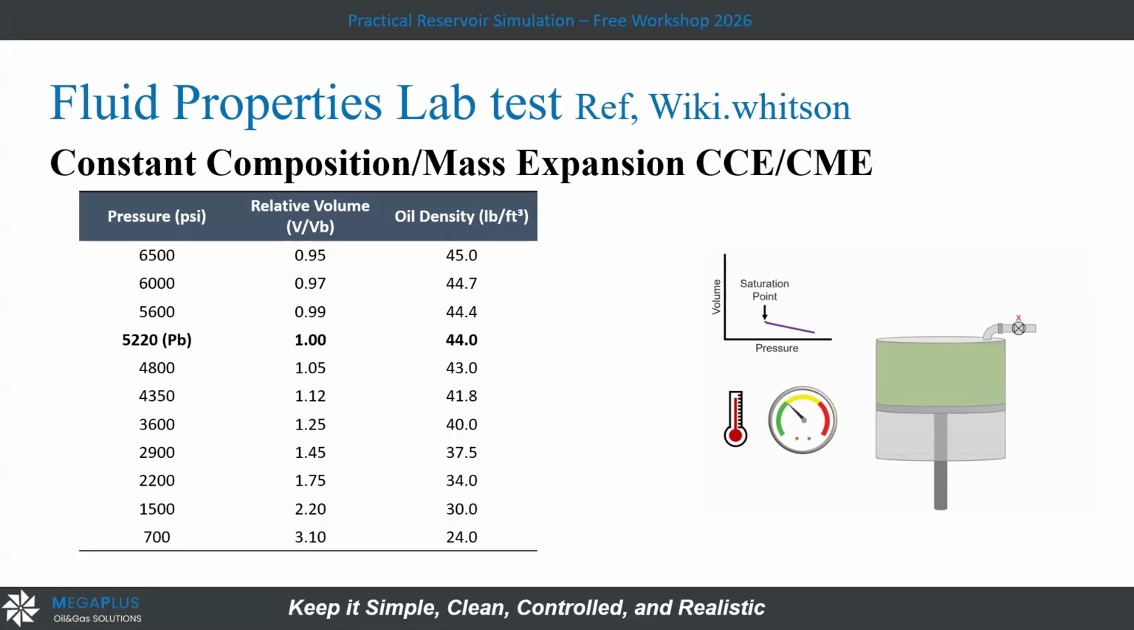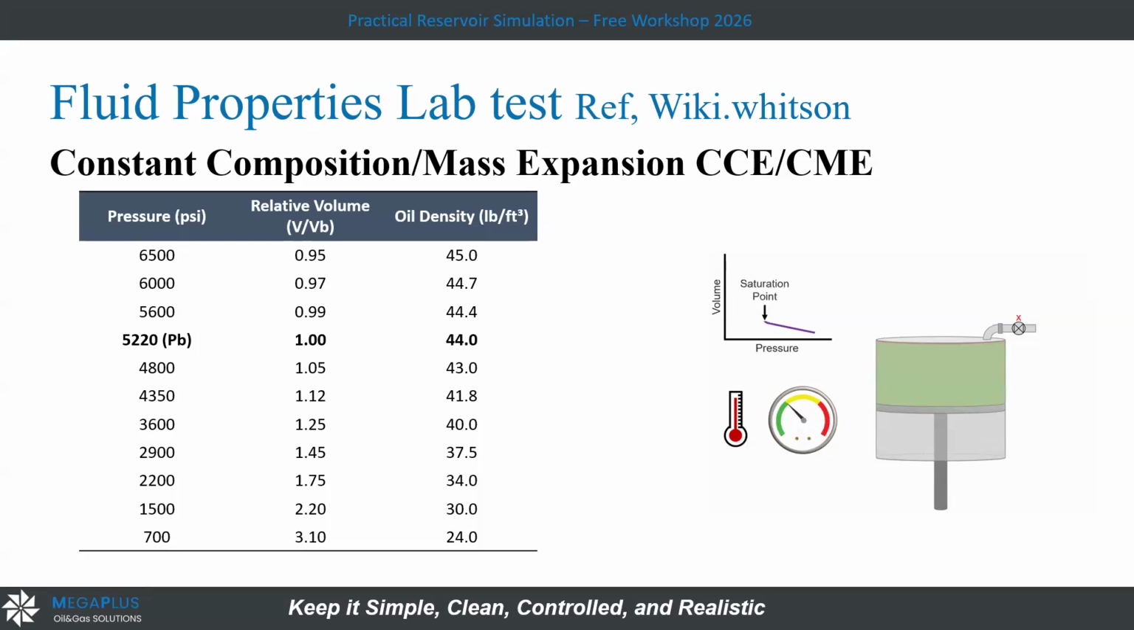So mass in and mass out. Here, the first experiment that we have done in the lab is called constant composition or constant mass expansion. If you see this animation, we are closing this valve and moving the piston down. So at the same temperature, which is reservoir temperature, I am decreasing the pressure. When I decrease the pressure, what happens? You will see the red is the gas and the green is the oil.